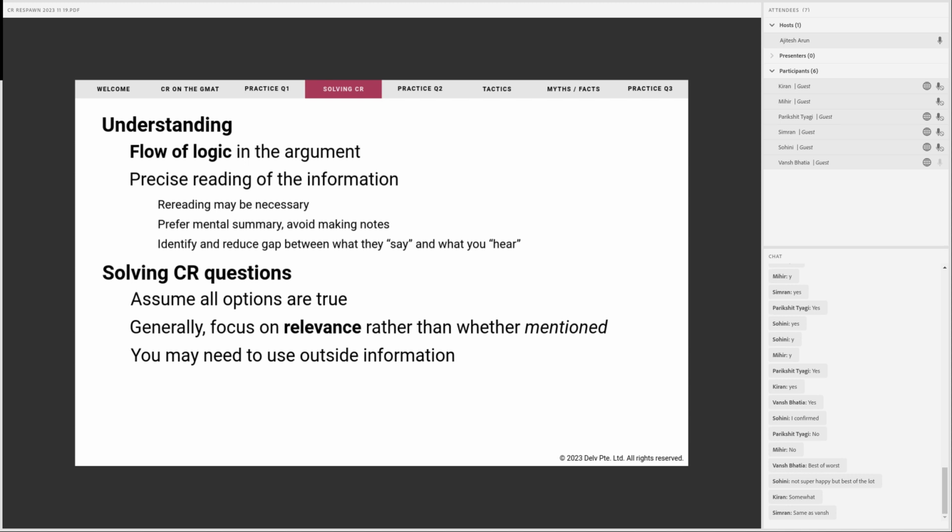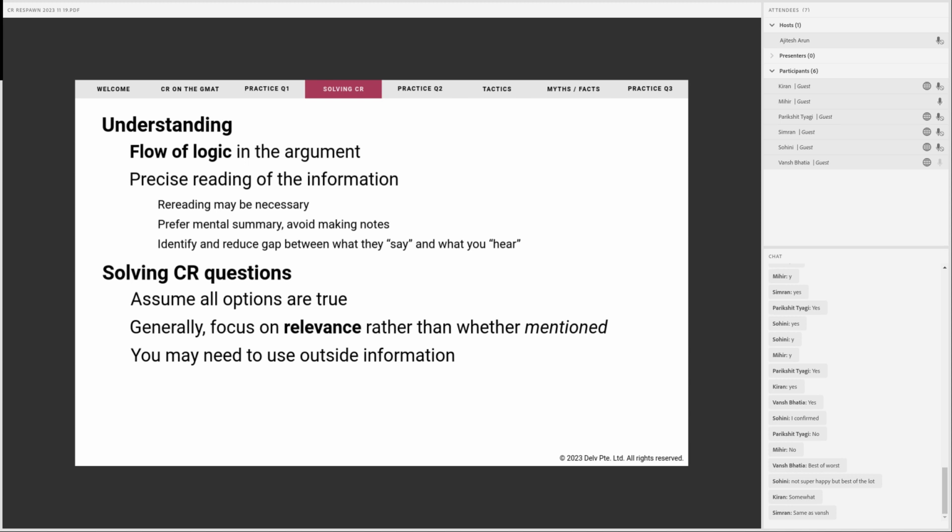And now for one of my favorite points, outside information. Now, you can see what the presentation is telling you. The presentation says you may need to use outside information. What do you guys think about outside information? Unmute and tell me. What have you heard about it? What do you think about it?